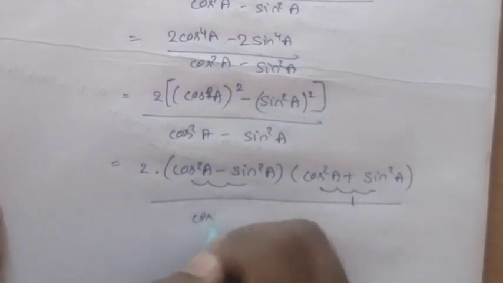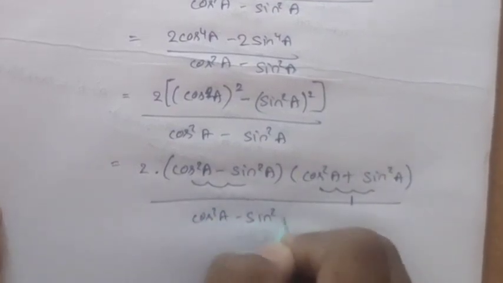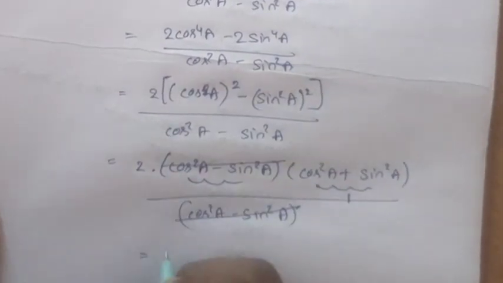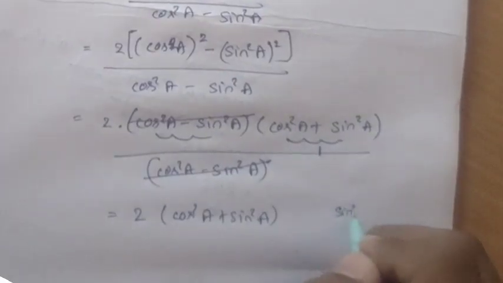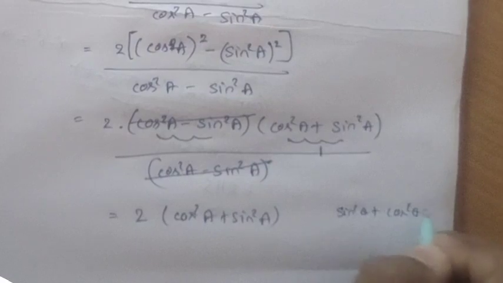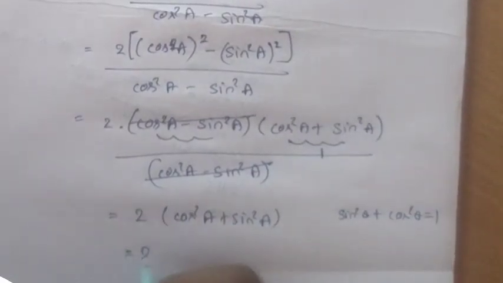So cos square a plus sin square a means 1. So this term and denominator term get cancelled. Observe here, cos square a minus sin square a, cos square a minus sin square a get cancelled. The remaining thing is 2 into cos square a plus sin square a. So we already know that by identity sin square theta plus cos square theta will always be equal to 1. So by that identity 2 into 1, so the result is 2. This is your RHS.